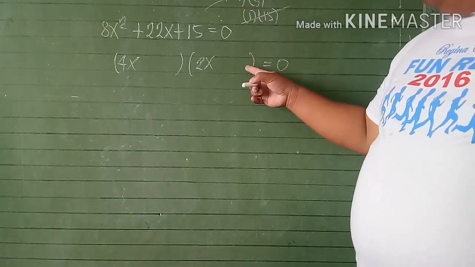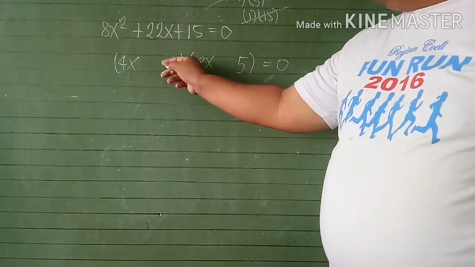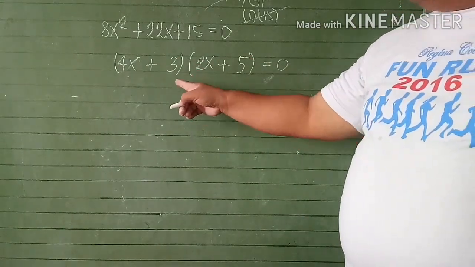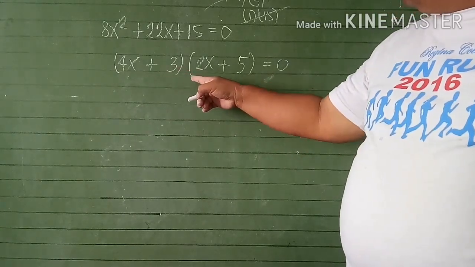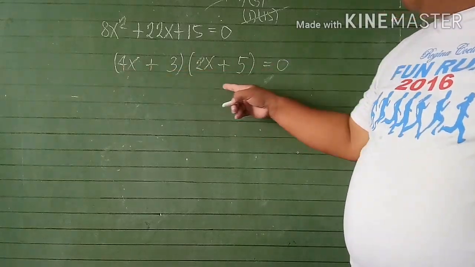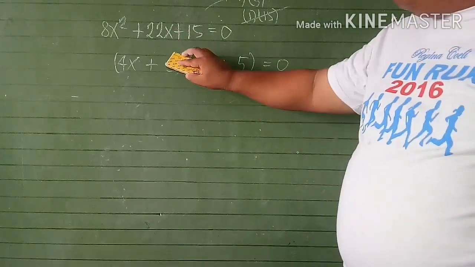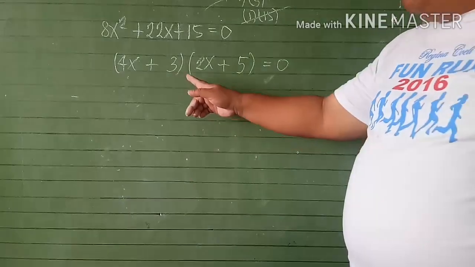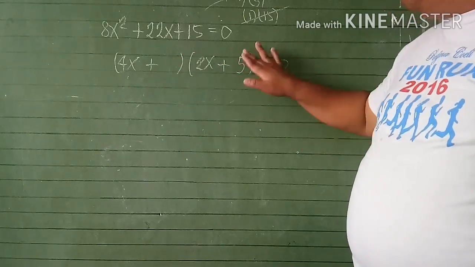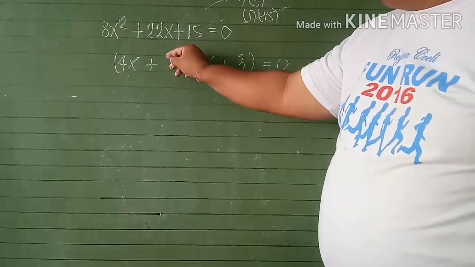If we put 5 here, and 3 here, and we put 3 on the other side, do we get the middle part if we multiply the inner and the outer terms? So this is 26, 6, and this is 20. So 6 plus 20 is 26. So it means that this is not the best arrangement for the factors of 15, which are 3 and 5. So let us interchange. We're going to put 3 here, and we're going to put 5 here.